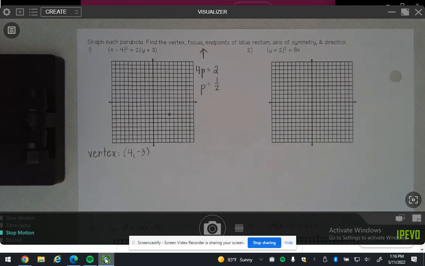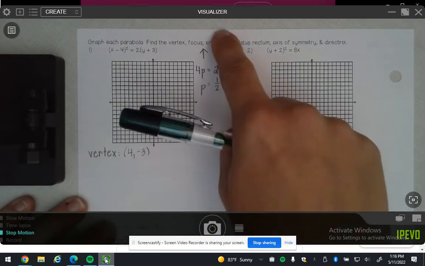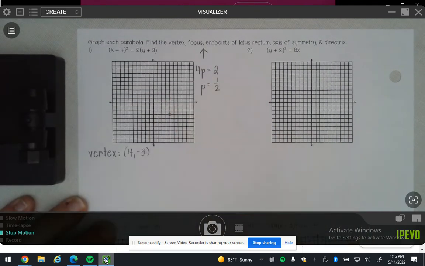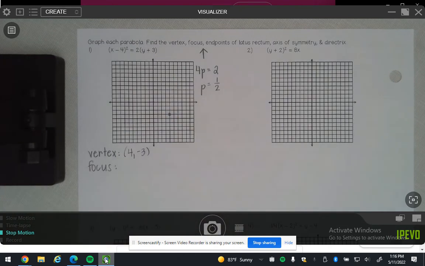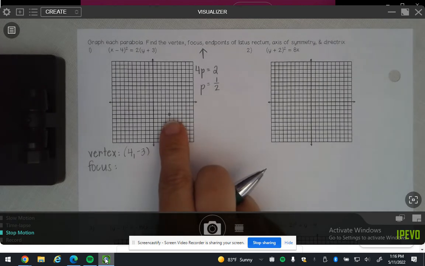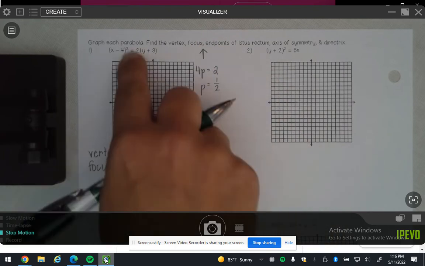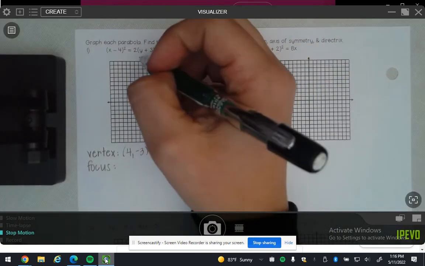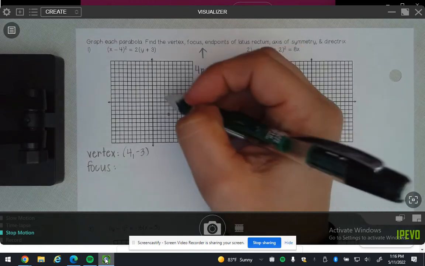Thank you. All right, now we need to know, if this opens up, it's going to look like this. So here we need to find our focus. Now, guys, listen. Your focus is inside your parabola, on the same line as your vertex. If this opens up, it's going to look somewhat like this, so my focus has to be here, correct?